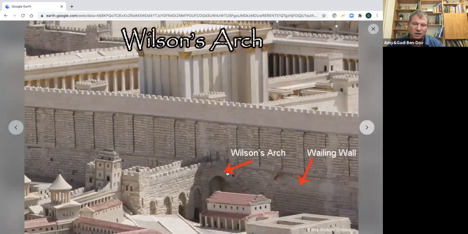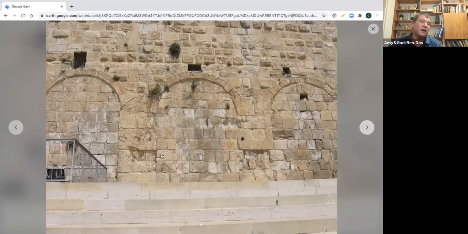And Robinson's Arch, here's from the model itself. Here's Wilson's Arch and the Western Wall. You see where the red flag is? That's more or less where we stand today. Because remember that 2,000 years have gone by and layers of history have gathered up here. But we definitely want to show that the Western Wall and the Southern Wall, for that matter, is part of the temple that Herod built.